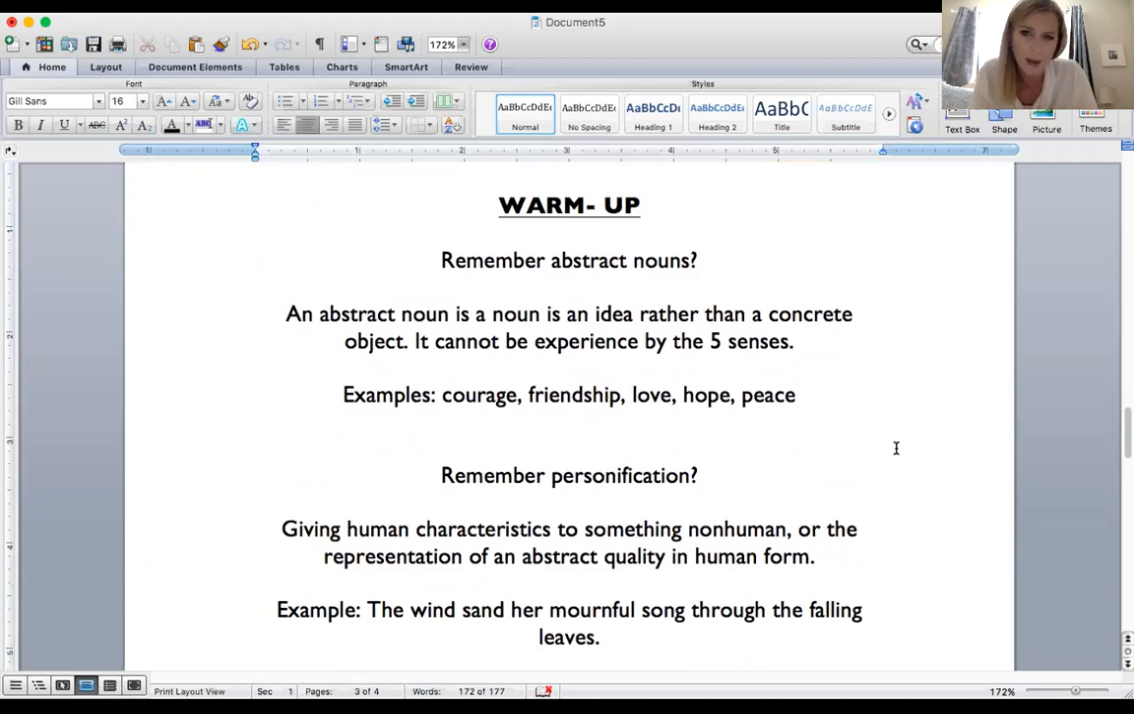Do you remember abstract nouns from Voyages? If you do, you know right here that an abstract noun is a noun that is an idea rather than a concrete object. So an abstract noun cannot be experienced by the five senses. Remember our examples, things like friendship, love, hope, and peace. I can't hold peace, I can't smell it, I can't taste it, but it is an idea.